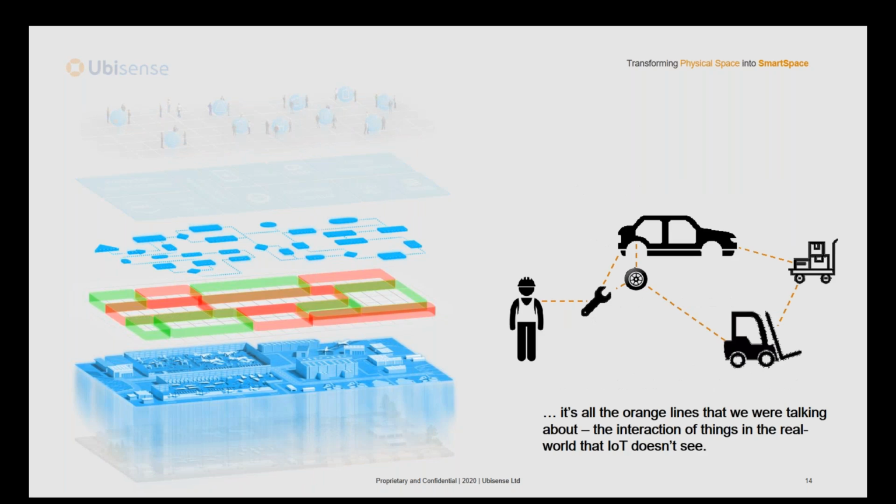So if we summarize with the orange line you saw before, the three layers of our smart space platform, the software spatial intelligence platform, are the ones that correspond to the interaction of things. They will be the layers monitoring the interaction of things in the real world. And that's the thing that IoT doesn't do.